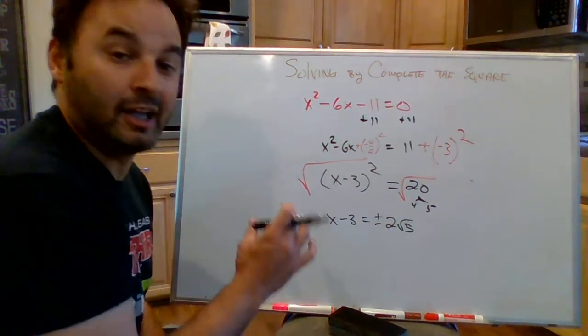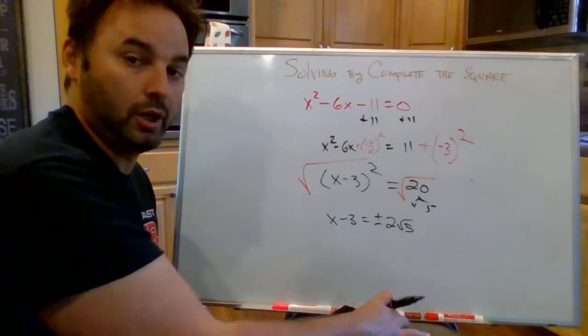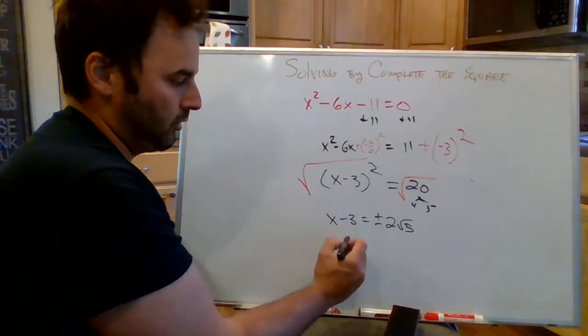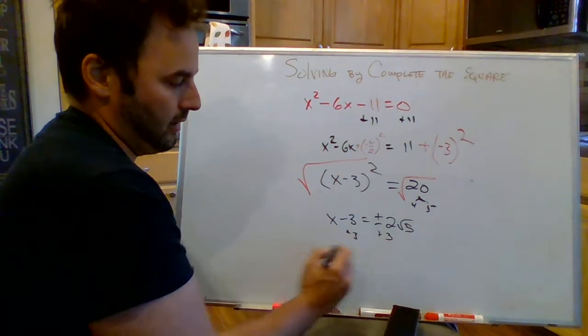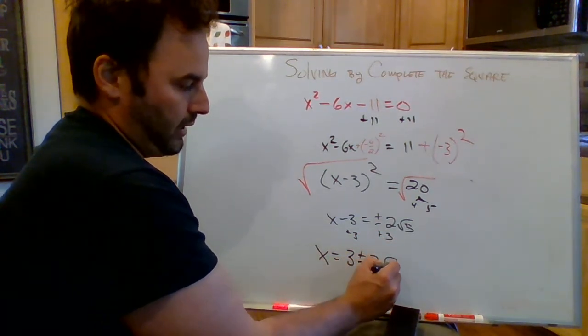Right? Again, it's plus or minus. When you're solving an equation, whenever you take the square root, it's always plus or minus. We know that. We've done that plenty of times. So now I'm going to add 3 to both sides. X equals 3 plus or minus 2 radical 5.